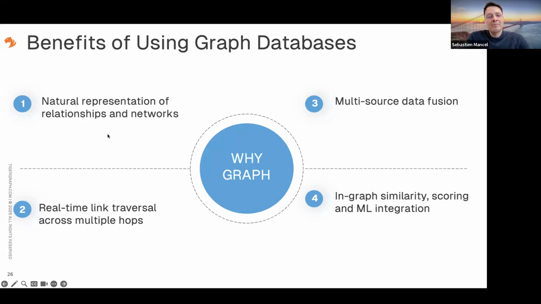Third, they make multi-source data fusion simple. Whether it's structured data like transactions or unstructured data like documents, everything comes together into one unified view. And finally, graph databases support in-graph similarity scoring and ML integration, allowing deterministic, probabilistic, and machine learning based matching to all run natively within the same environment.